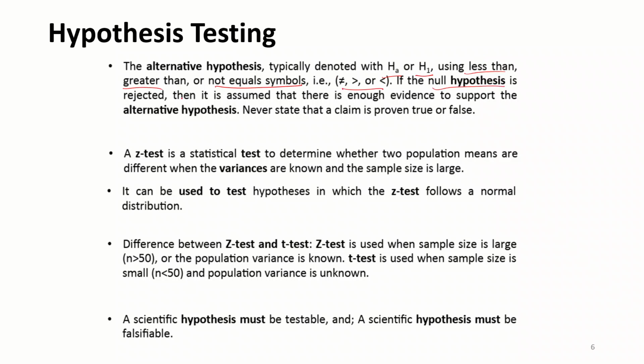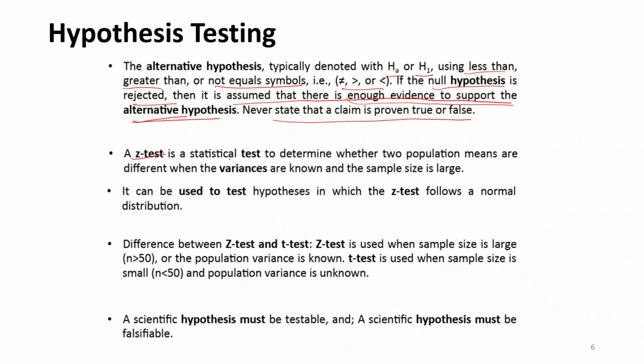And if the null hypothesis is rejected, then it is assumed that there is enough evidence to support the alternative hypothesis. So we can't say the claim is proven true or false. We have to say that there is enough evidence to support the alternative hypothesis.